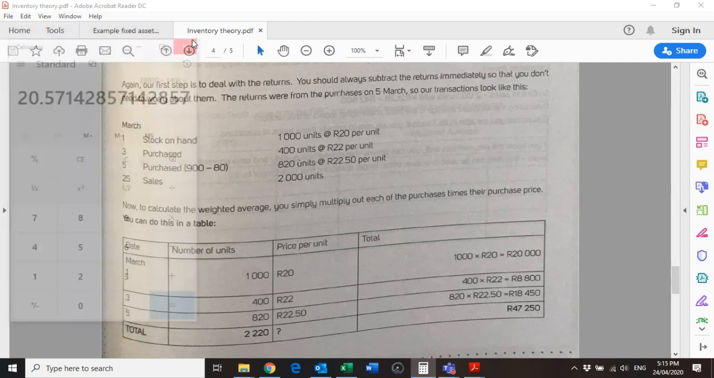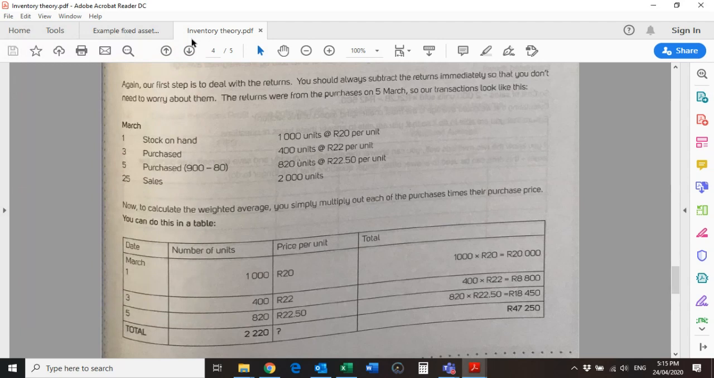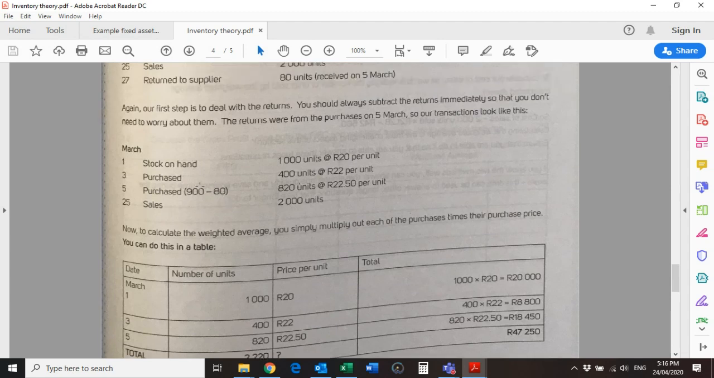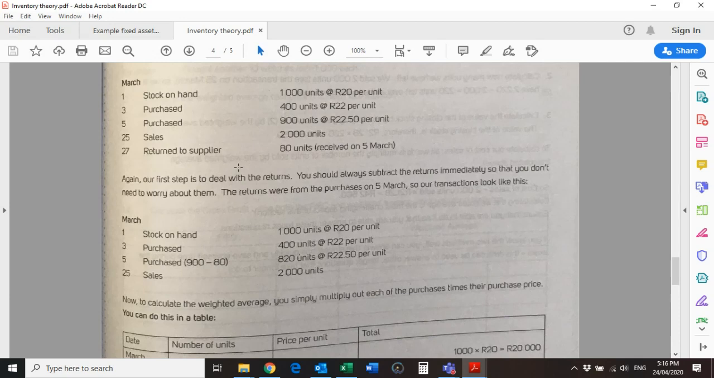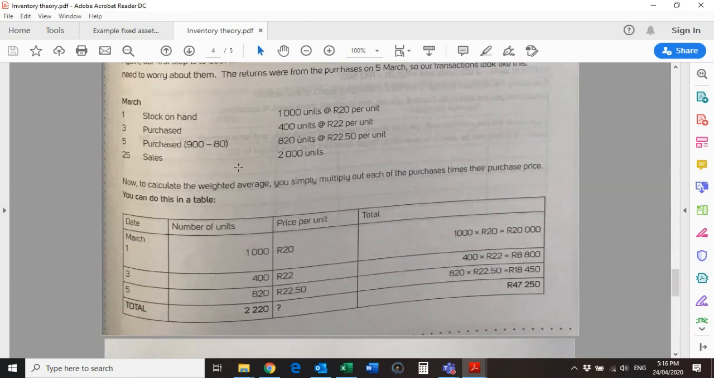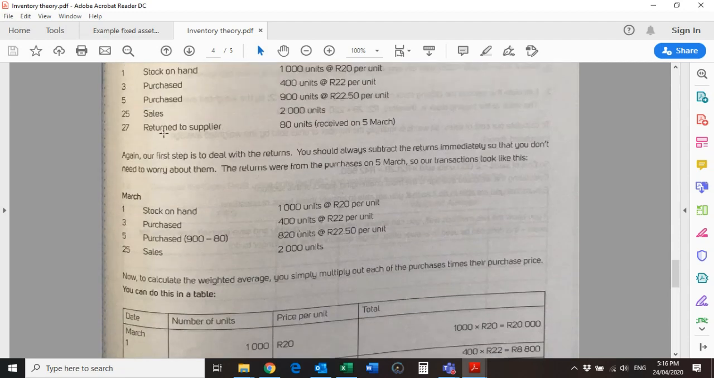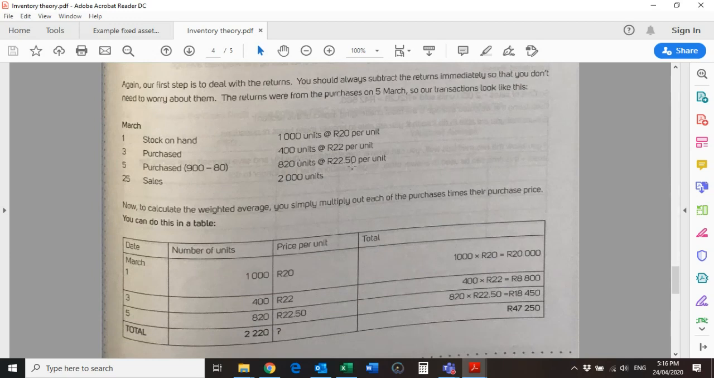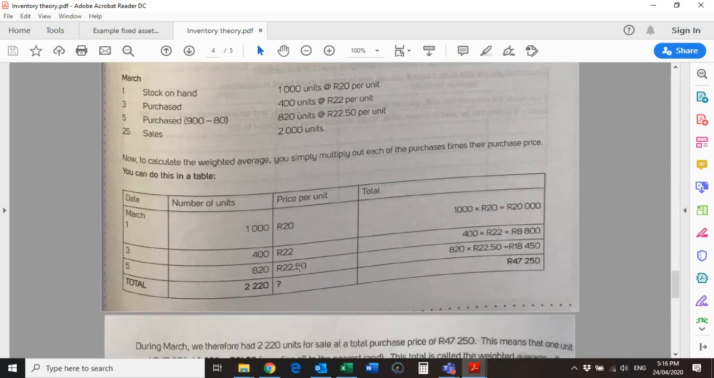We'll come back when we make another purchase. So here on the 5th, you can see, oh okay, what did I do? I made another purchase. Okay, so remember that 900 units I purchased? I'm going to deduct 80 units from there. Why? Because I returned 80 units that I bought on the 5th of March to my supplier. So in essence, I actually only have 820 units of the purchase I made on the 5th of March. They say the unit price there was 22.50. So I basically say, okay, I have 820 new units.